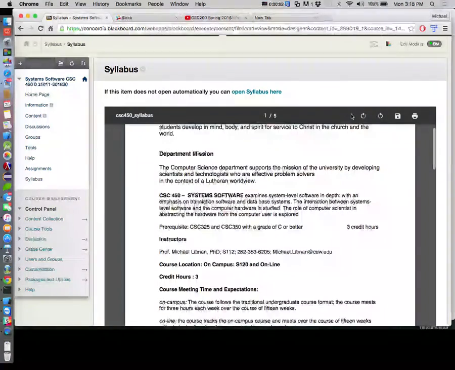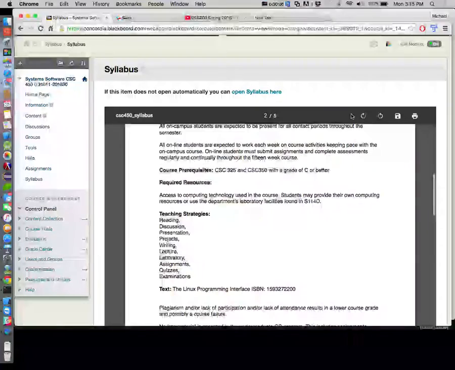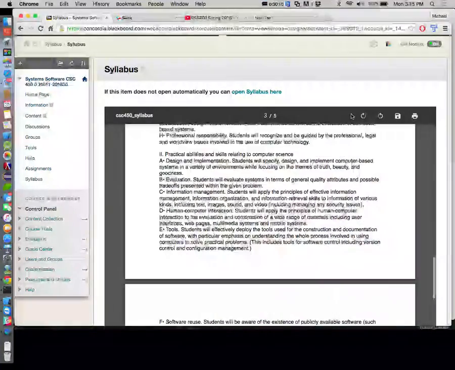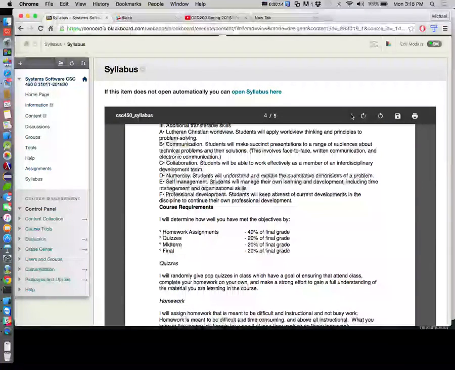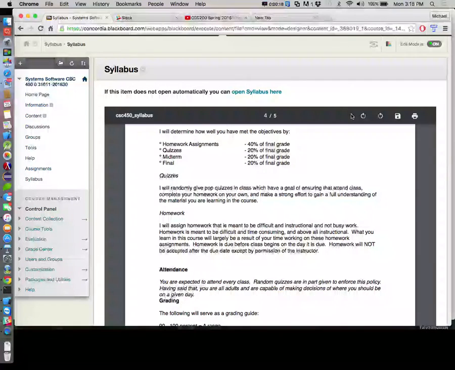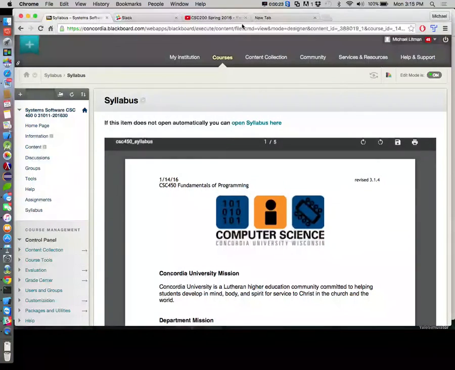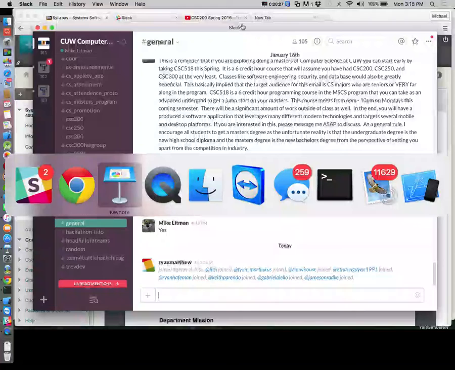All right, so here's the class syllabus. It's up there. Normal stuff. Quizzes, 20%. Homework, 40%. Midterm, final, 20%. Same as usual. Questions? Somehow the book ended up on Slack. Oh, the book's on Slack? Yeah. All right. So required text for the class.